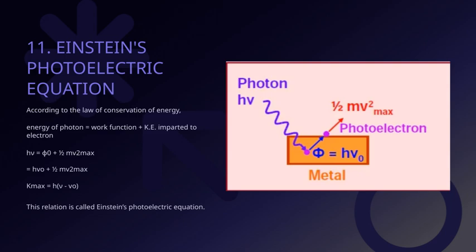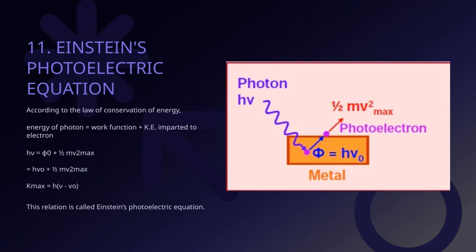The equation is Kmax equals hν minus hν0. Here, Kmax represents the maximum kinetic energy of the electrons, h is Planck's constant, ν is the frequency of the incident light, and ν0 is the threshold frequency required to eject an electron. You can also see it expressed as Kmax equals hν minus φ0, or hν = φ0 + 1/2 m v² max. This shows that the kinetic energy of the ejected electron depends on the energy of the photon minus the work function, which is the minimum energy needed to free an electron from the metal.